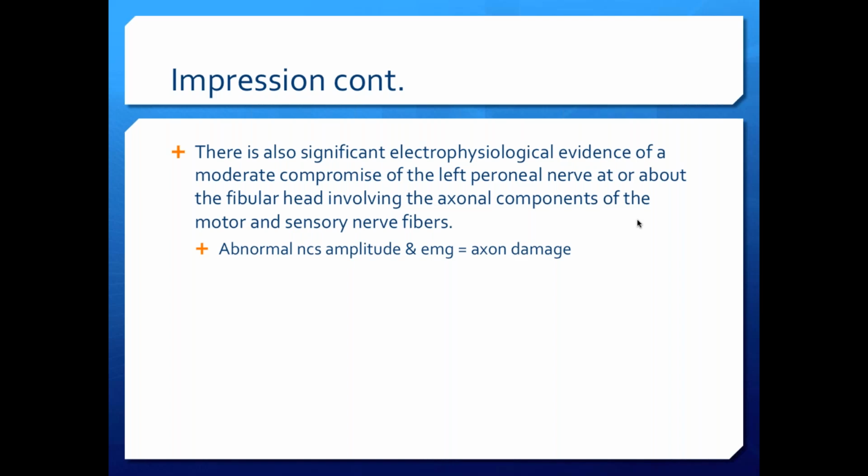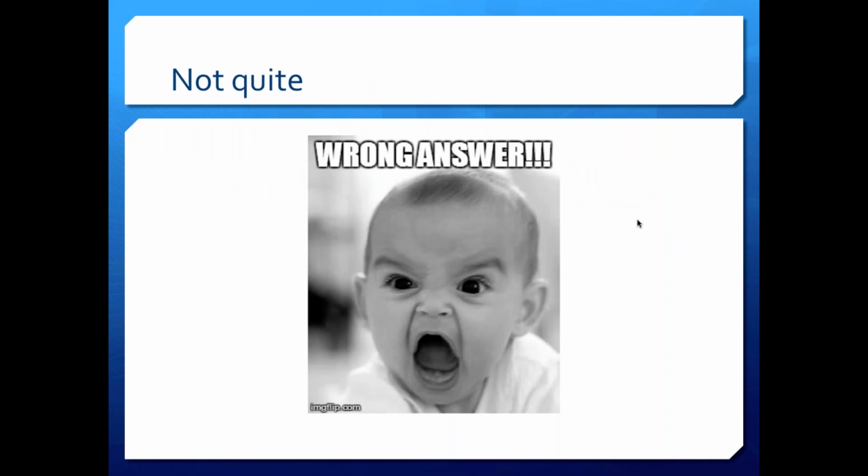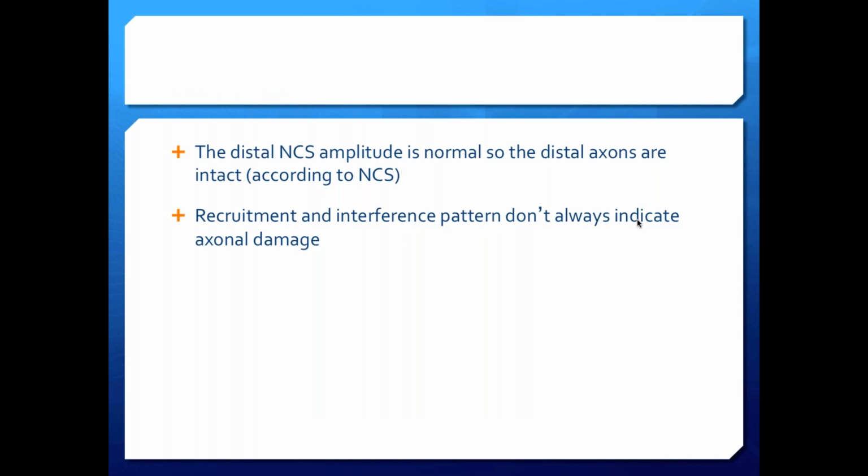Is that right? Mm-hmm. Yes. Okay, well, not quite. Not all the time. This is one of the things that people may fall into a trap a little bit, is that most of the time, abnormal EMG and abnormal nerve conduction amplitudes would indicate axonal problems, but not all the time.